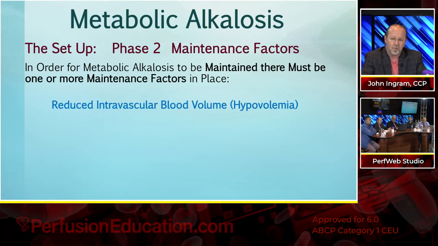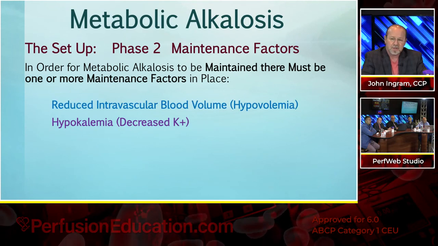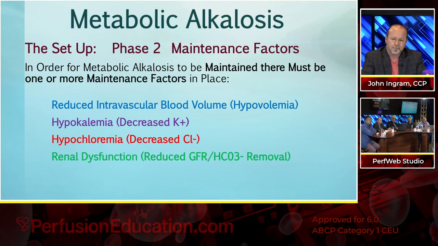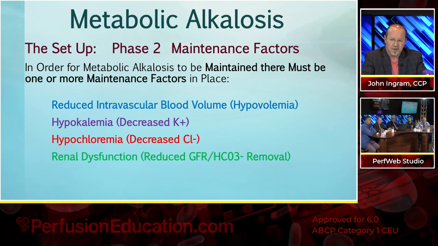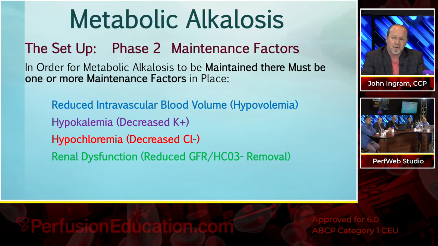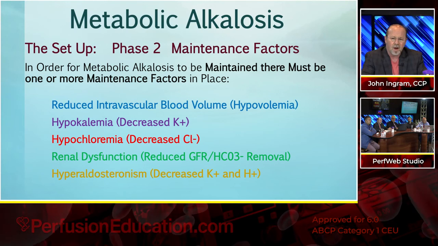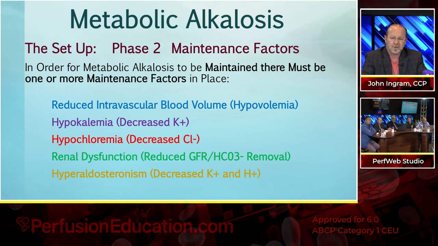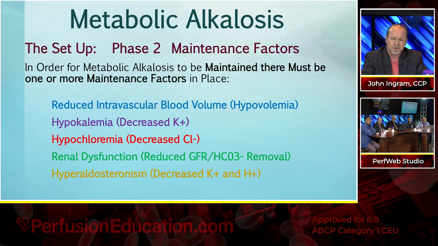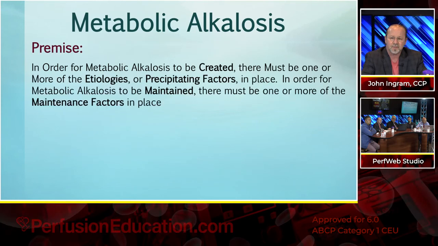And these are hypovolemia, reduced intravascular blood volume; decreased potassium, hypokalemia; hypochloremia, decreased chloride; or renal dysfunction, which reduces the ability of the bicarbonate ion to be removed. Or hyperaldosteronism. Anything that increases your aldosterone levels is going to have a double negative effect, which decreases your potassium and your hydrogen. We're going to talk about all of these in a bit.